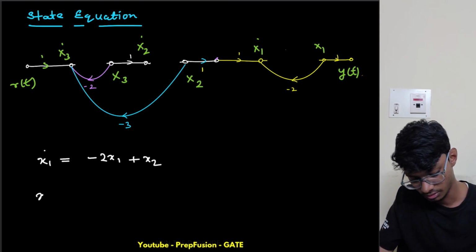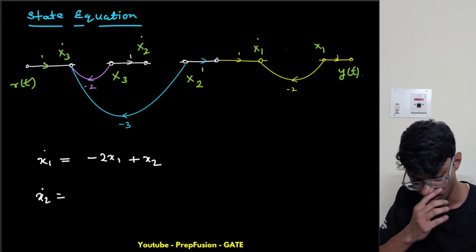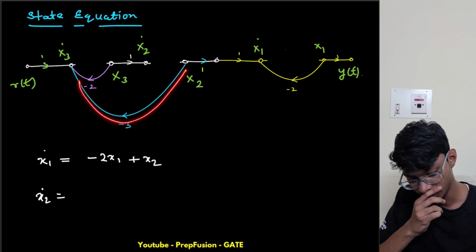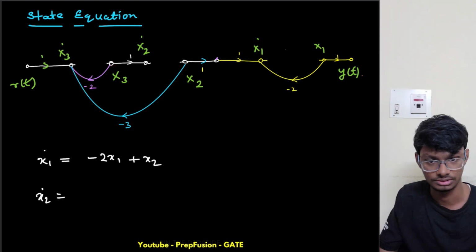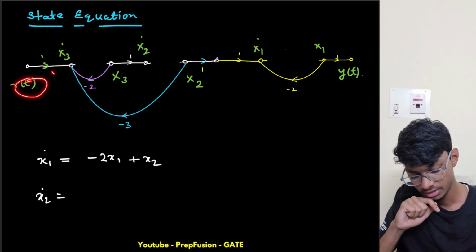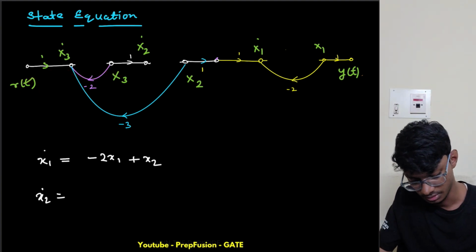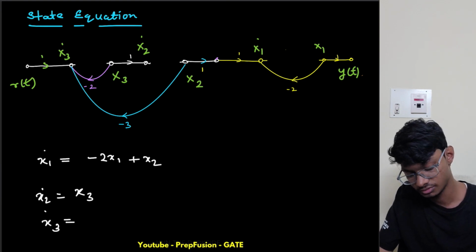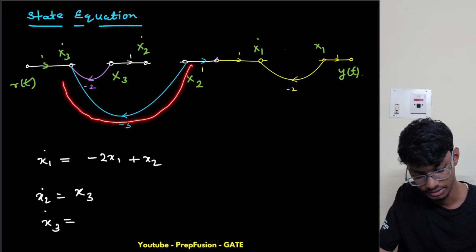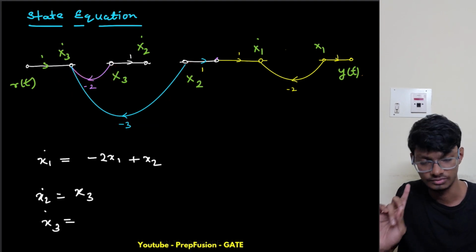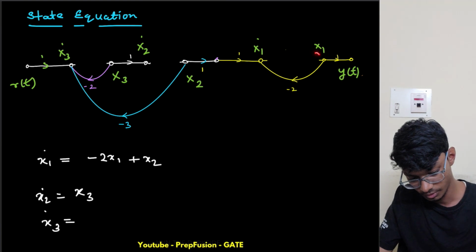Now what is my x2 dot equal to? x2 is not coming, because this doesn't have a forward path. r of t is also not coming. Only x3 is coming. So only my x3 will come. Now my x3 dot: r of t is coming, my x2 is also coming, and my x3 is also coming. x1 is not coming because it is against the flow.